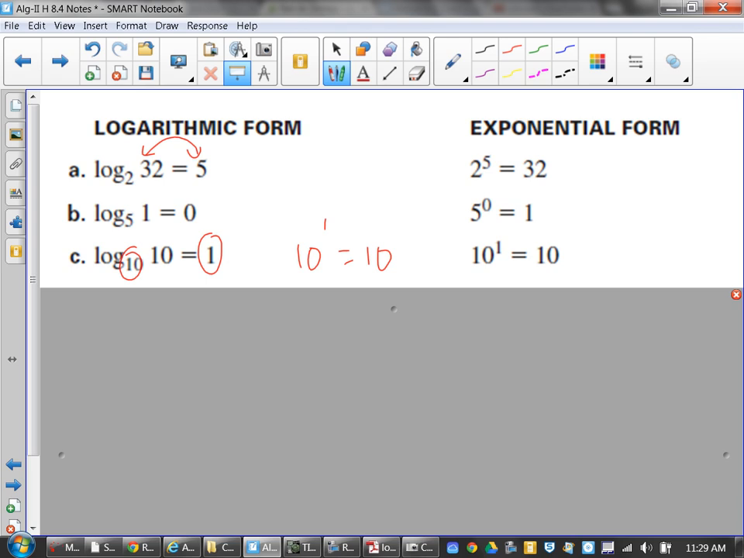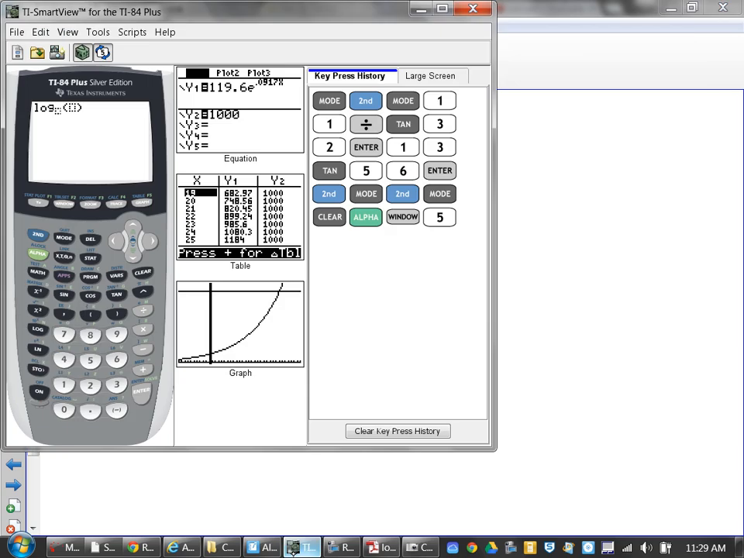Now, real fast, if you look on your calculator, you're going to see that you have a button that says log. Okay, you see there's a button there that says log. Now, if you use just that log button, it's implying that it's in base 10. That's how these calculators were done. So if you just hit the log button, it's base 10.